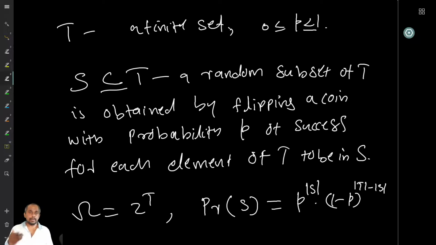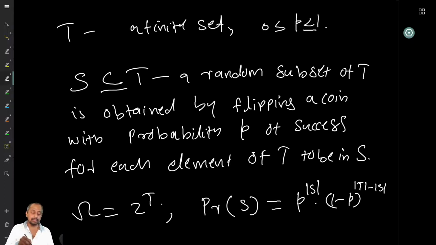If P is equal to 1, then I am always going to get the set T, and if it is 0, I am always going to get the empty set. But if it is in between, then you can get different sets with different probabilities. So what are the probabilities of this happening? Well, basically what is omega? It is 2 to the power T, the set of all subsets, and those are the outcomes.